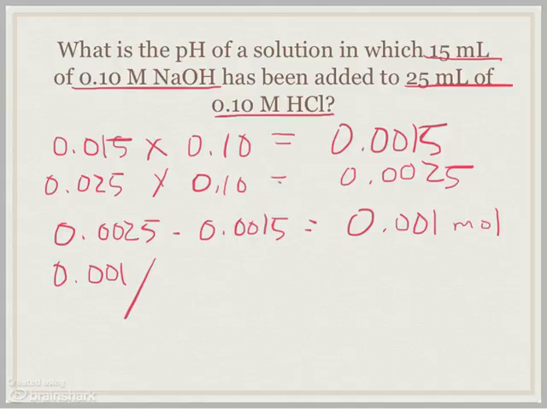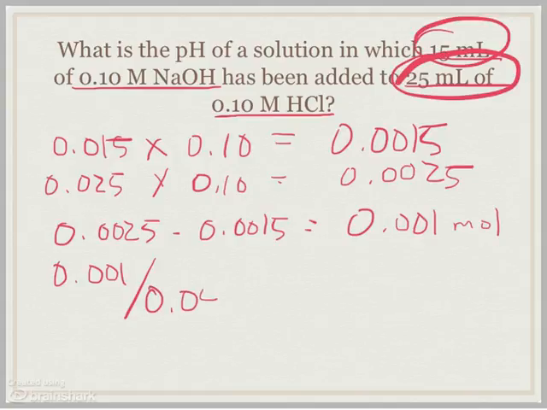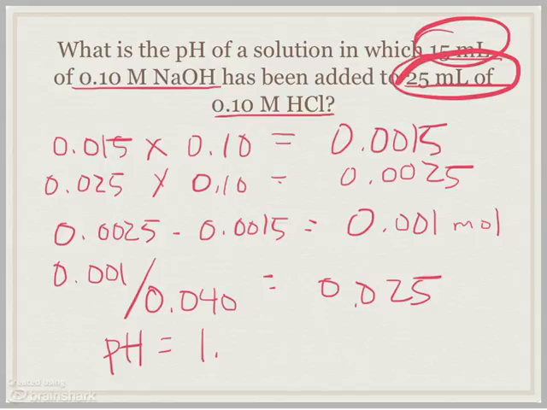So now you want to figure out the concentration itself. So now you have to divide this by the total volume. So you have 15, you have 25. That ends up being 40 milliliters. So if you do that out, you end up with 0.025 for your concentration for hydronium. Take the negative log of that, and you have a pH of 1.60. So again, that's the type of calculation that you need to do if you have a strong acid and a strong base.